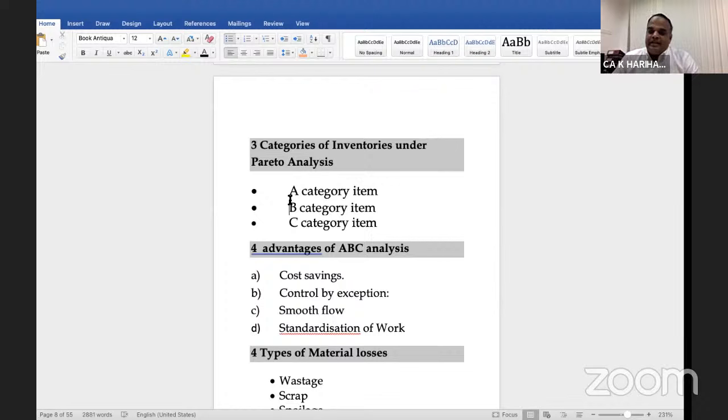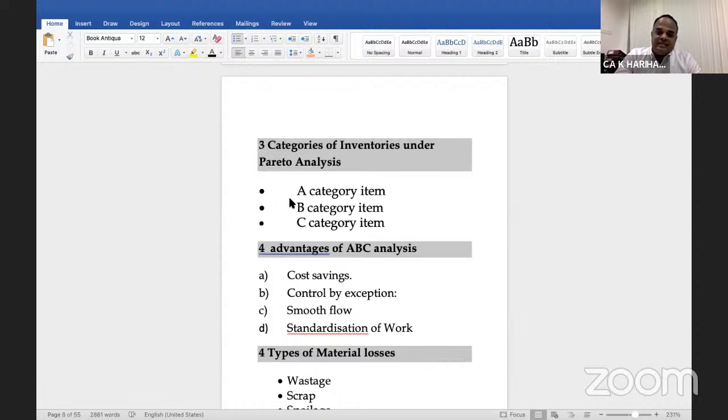Very good. Next, advantages. Why do we need ABC analysis? Why do we have to classify the items? If I classify the items, first we have better control, control by exception. All the stock is very difficult to control, but we can have proper control over high value items. Cost saving: with proper control, I can minimize cost. Then smooth flow, the organization's work will flow smoothly, and standardization of work will be there. These are all the four advantages.